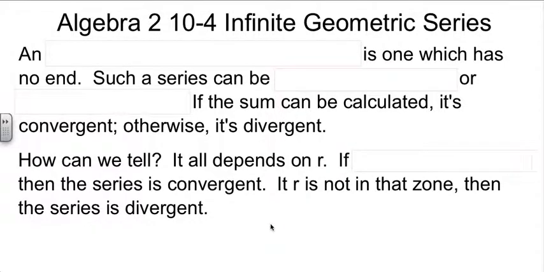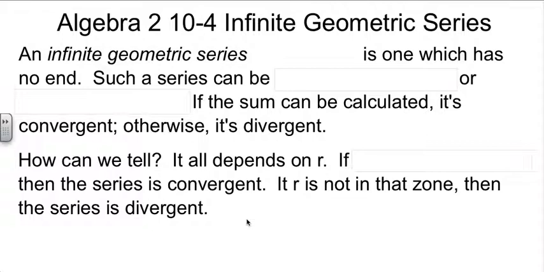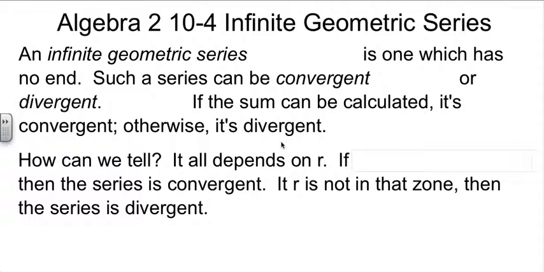This is Algebra 2, Chapter 10, Section 4, in which we study infinite geometric series. Okay. What we're talking about with an infinite geometric series is it's geometric, so you're multiplying by something each time, but it goes on and on forever. Now, these things can either be convergent, which means you can get to an answer, or it can be divergent, which means you can't get to an answer.